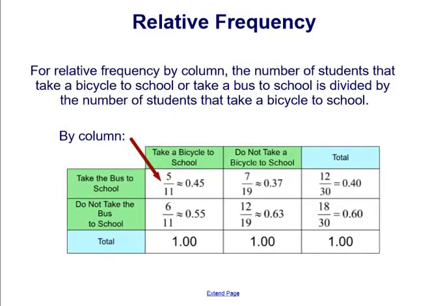You then can take the relative frequency by column. So for that same cell, we're looking at the number of students that take a bicycle and a bus to school, still 5, but now we're dividing by the number of students that take a bicycle to school. That was 11. So you can see then the relative frequency would be 5 over 11, which is approximately 0.45.